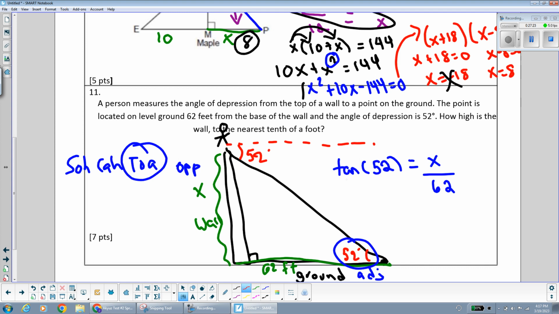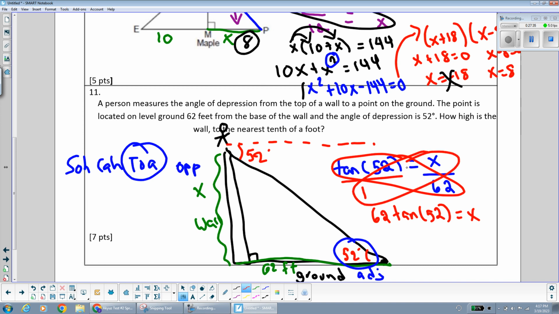From here, we're solving for a side, so we can put this over 1 and we can cross multiply. We have 62 tangent of 52 equals X, because X times 1 is just X. If I put this into my calculator, 62 tangent of 52, and it says to round to the nearest tenth. If you didn't round according to the question, that was a rounding error, that was a point off. It's approximately 79.4.